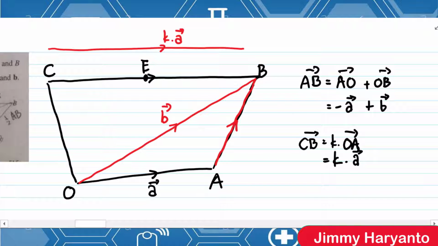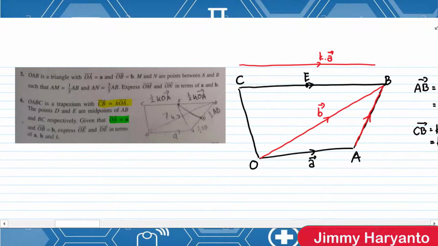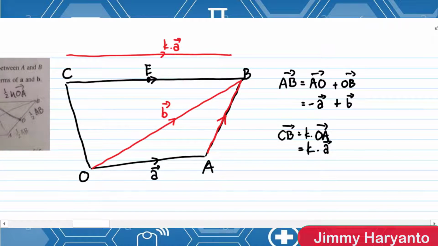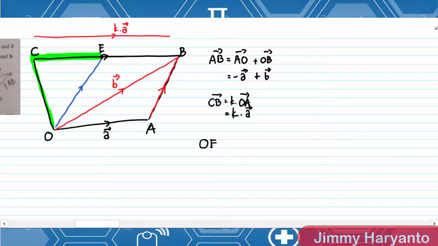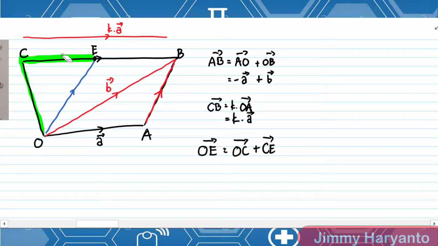The question wants us to find, wait a minute, OE. OE is this one. So to find OE, we have to move from O to E, go top, and then move to the right side. After that, we have the formula for OE. OE equals, go top, that means OC, and then plus CE. Oh, but unfortunately, we don't have OC, and we also don't have CE. OCE punya sih, tapi OC-nya nggak ada. Kita jangan jalan ke sana, ya. Let's try to find another route.